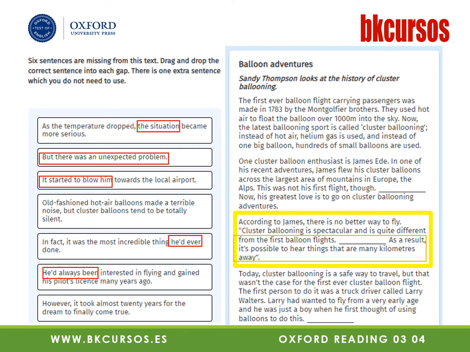Next one, he had always been interested. The same, it is in quotation marks, so it doesn't make sense. And however, it took almost 20 years. That however means that it's going to be in contrast with the previous sentence, and here it doesn't make any sense. So the correct one is this one. Here it says, old-fashioned hot air balloons made a terrible noise, but cluster balloons tend to be totally silent. So it's talking about the first balloon flight that made a terrible noise, and it's talking about the cluster balloons that are silent, so as a result, it's possible to hear things that are many kilometers away.